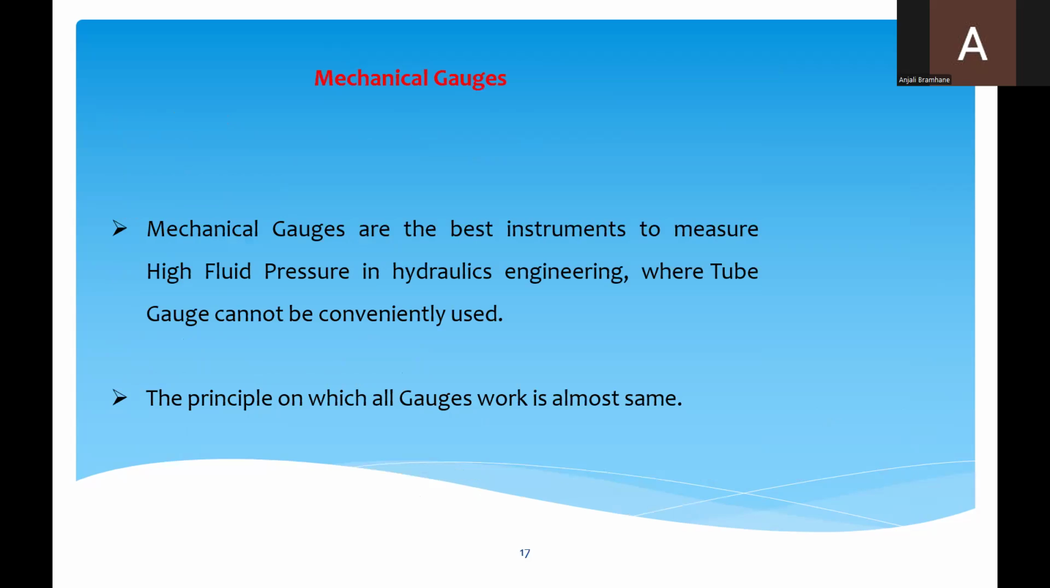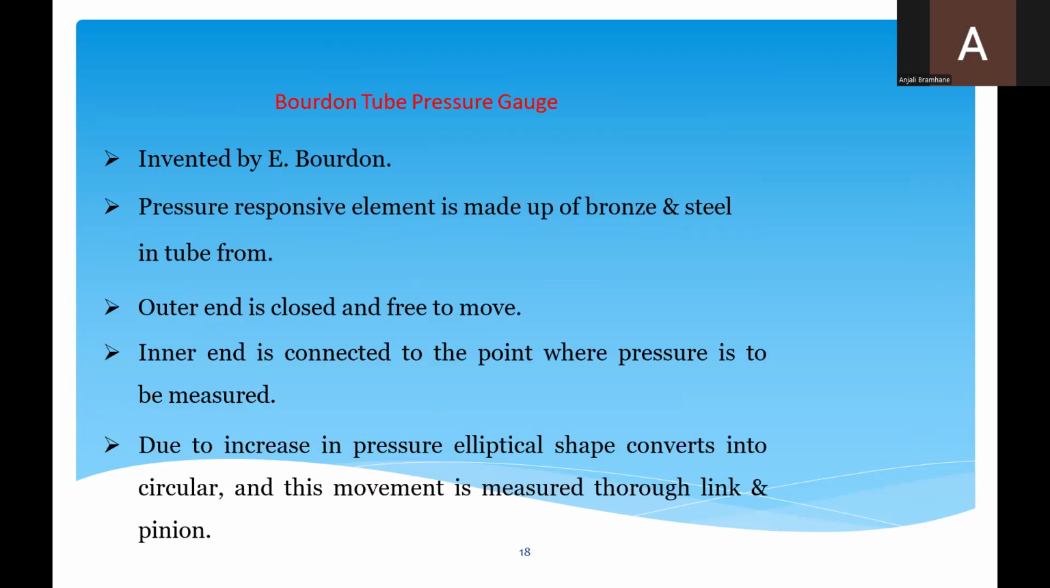Next, mechanical gauges. Mechanical gauges are the best instruments to measure high fluid pressure in hydraulic engineering, where tube gauges cannot be conventionally used. The principle on which all gauges work is almost the same. Next, the Bourdon tube pressure gauge, invented by E. Bourdon.